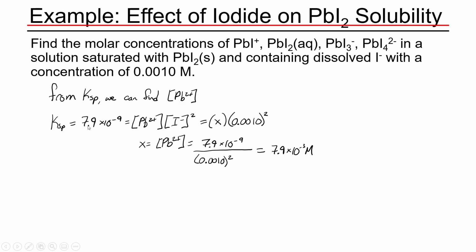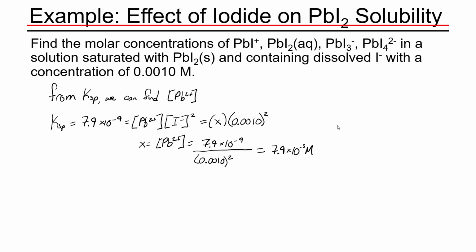So our KSP, 7.9 times 10 to the negative ninth, is equal to X, where X is the lead 2 plus concentration, times 0.0010 squared. Rearranging and solving for X, we find that the lead concentration for our system is 7.9 times 10 to the negative third molar. And now we know both the lead concentration and the iodide concentration that must satisfy all these equilibria just by evaluating the KSP.